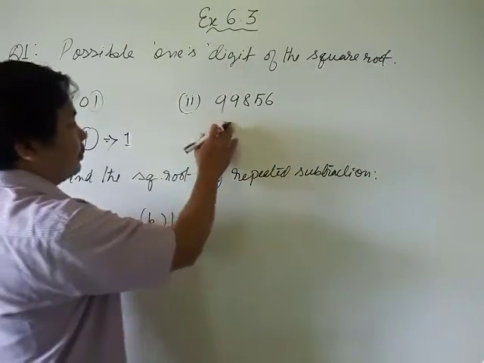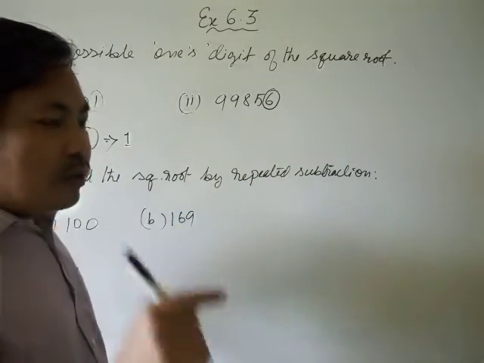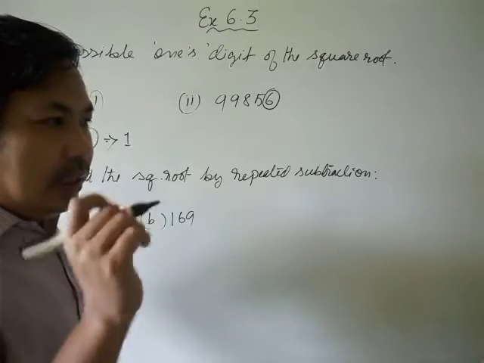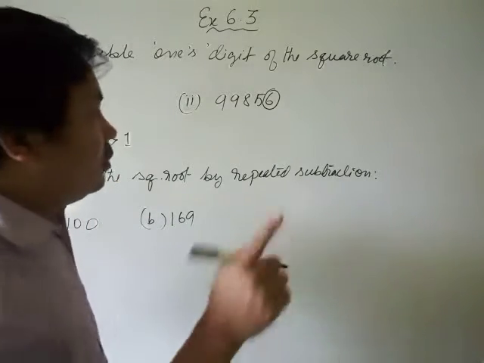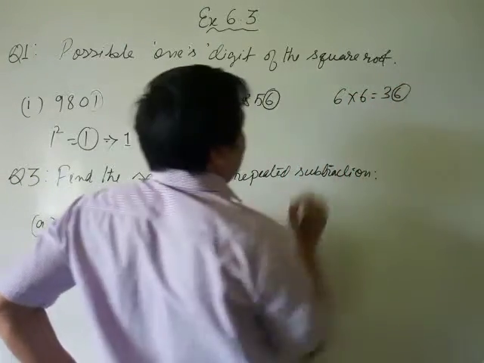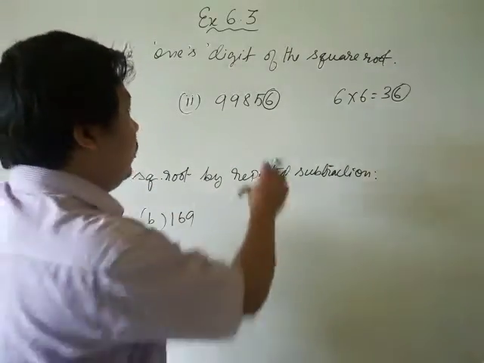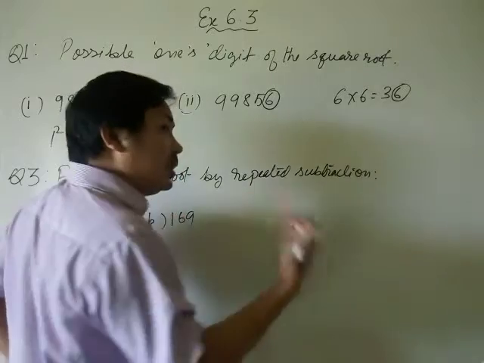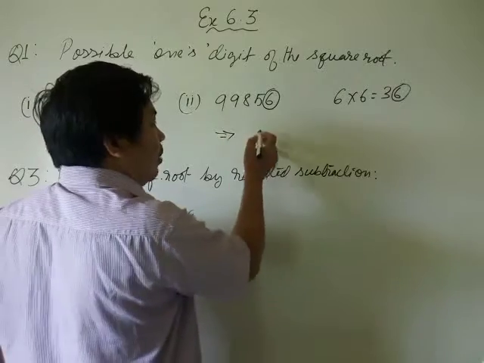Next, let us see. Now just see what is the last number here. The last number is 6. So what could be the possible digit in the ones place of the square root? In the square root also, you just take 6 into 6 is 36, isn't it? So 6 is a possible digit in the last digit of the square root. We just consider the last digit and we can tell what will be the last digit of the square root. So the last digit of the square root of this number could be 6.